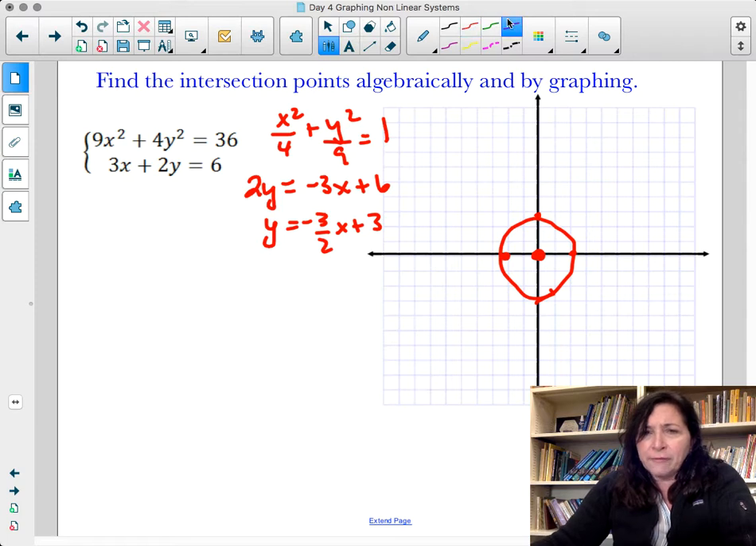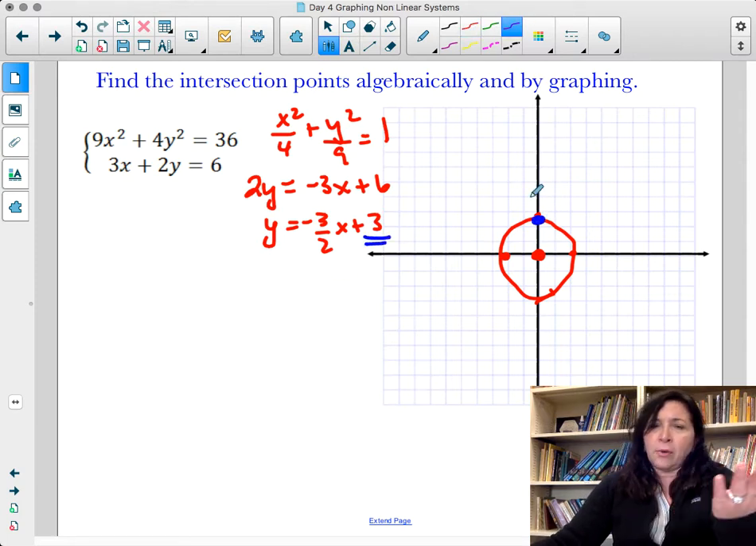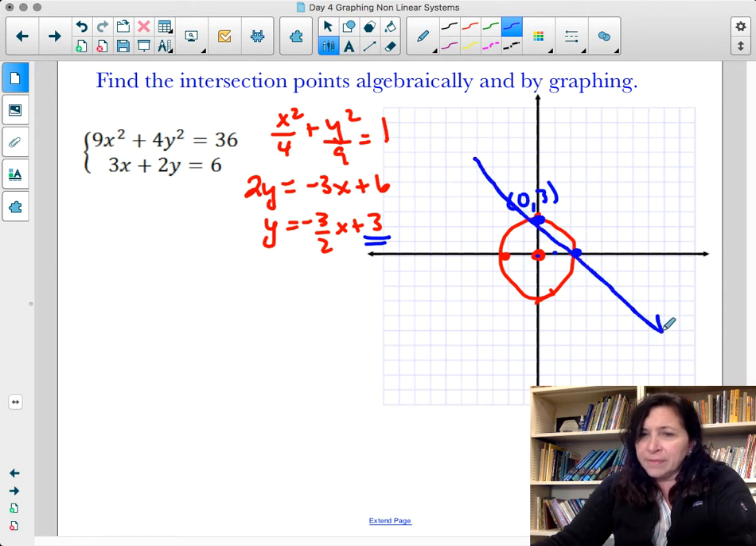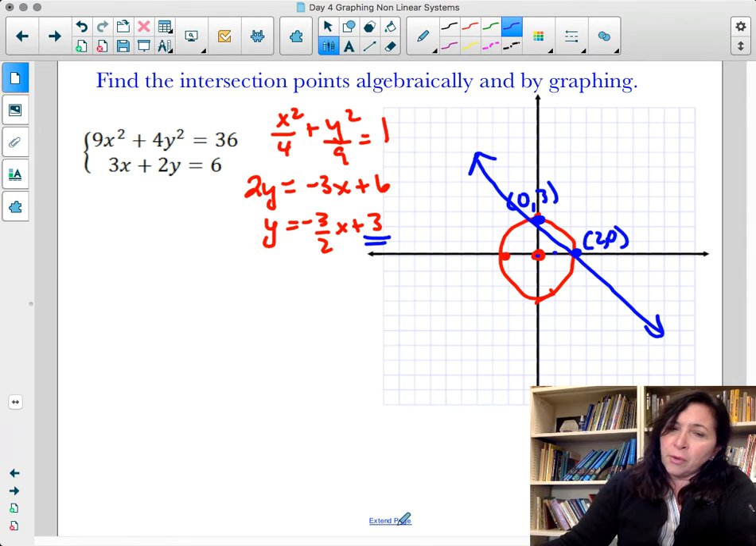So for this graph, I'm going to start, that's my y-intercept at 3. There it is right there. I already see an intersection point at 0, 3. Then I'm going to go down 3 over 2. Kind of looks like that's another intersection point to me. So there's my line. Looks like I have an intersection at 2, 0. Not sure, going to check.